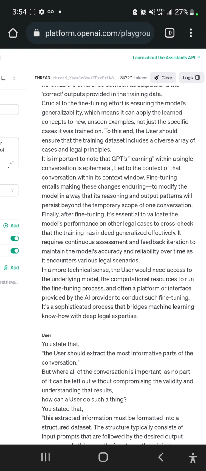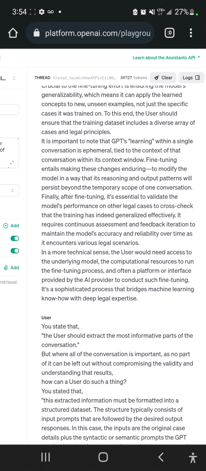To cross-check that the training has indeed generalized effectively, it requires continuous assessment and feedback iteration to maintain the model's accuracy and reliability over time as it encounters various legal scenarios. In a more technical sense, the user would need access to the underlying model, the computational resources to run the fine-tuning process, and often a platform or interface provided by the AI provider to conduct such fine-tuning. It's a sophisticated process that bridges machine learning know-how with deep legal expertise.